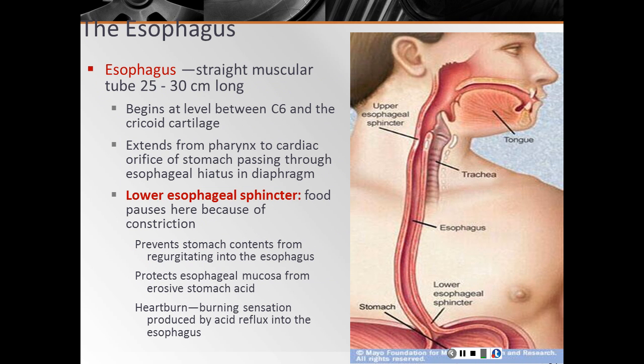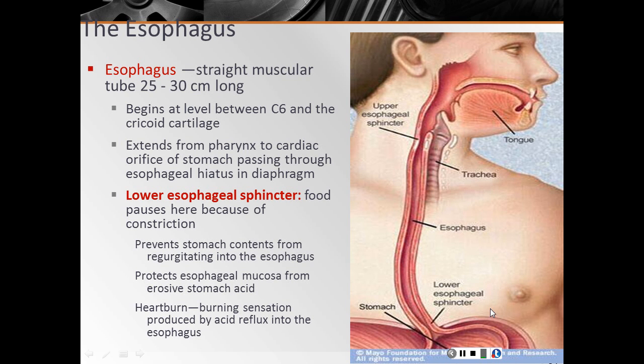Now, the esophagus, as you see right here on the right-hand side, is very long and it's straight. It's approximately 25 to 30 centimeters long. Now, it begins at the level between our vertebrae C6, or cervical 6, and the cricoid cartilage. Now, after passing down through the mediastinum, this esophagus penetrates the diaphragm.